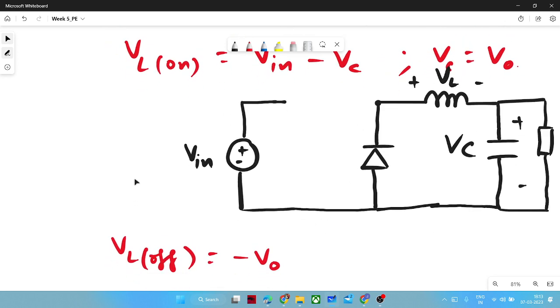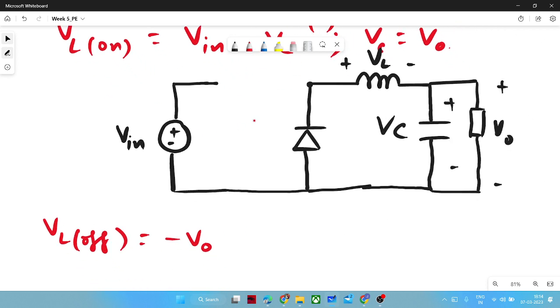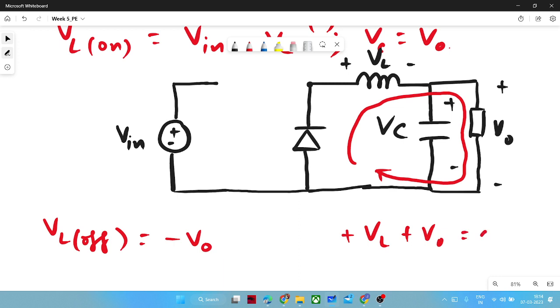So we have computed two conditions. Sir, can you explain how it is minus V naught? Sure, definitely. So if you apply here the KVL, right, in this loop, so apply KVL: plus VL plus V naught is equal to zero, right? Sir, how is the diode forward biased? Yeah, that's true.